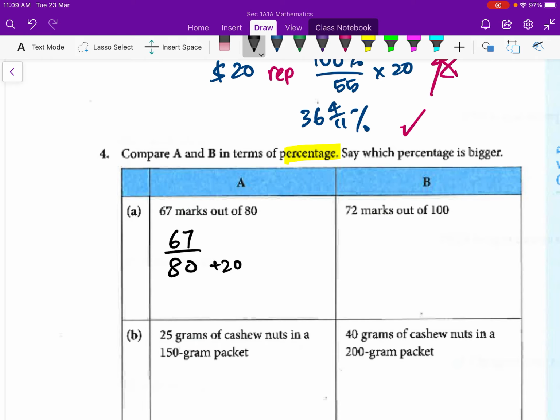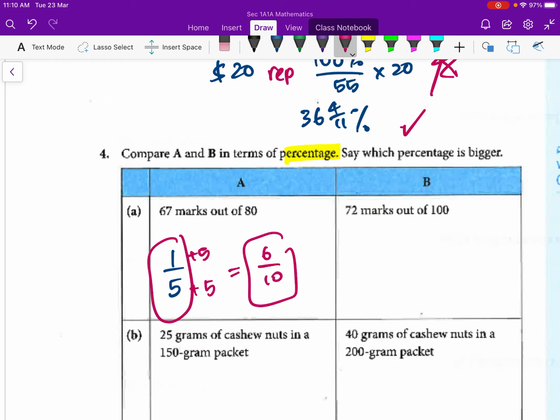Okay, for example, I give you an example again. If you say 1 over 5, then you say, okay, I want the denominator to be 10. You plus 5, you plus 5. What do you end up with? You get 6 over 10. Now, is 6 over 10 equal to 1 over 5?